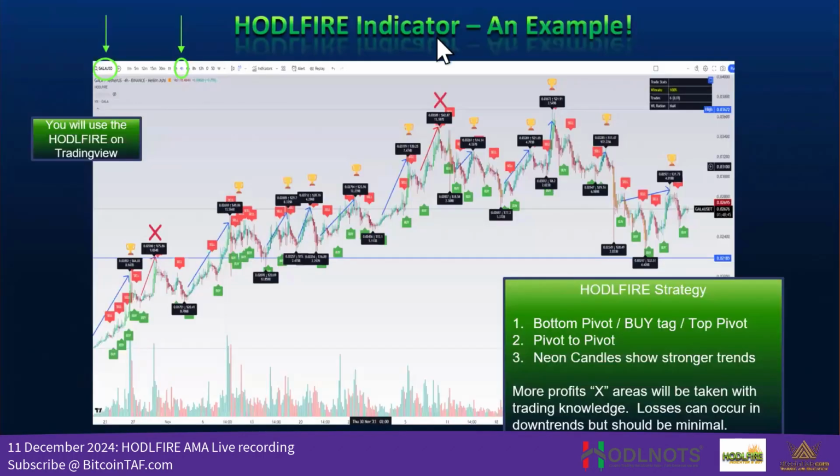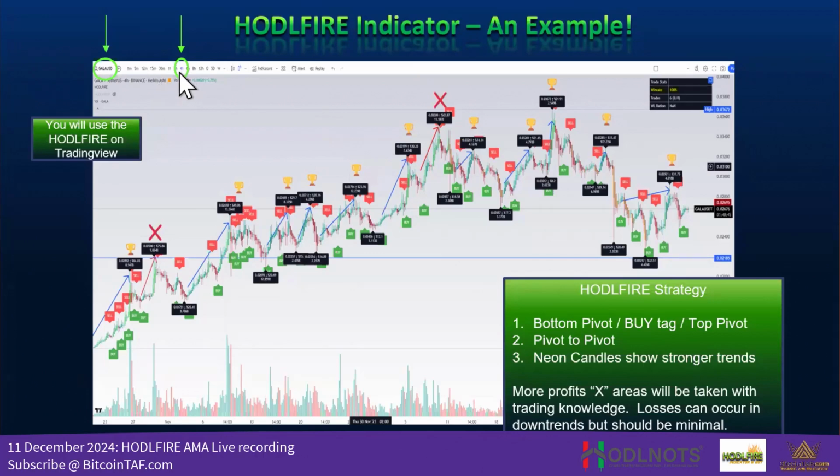Okay. With the HODLFIRE indicator, what you need to know is here's an example, and you're not going to really be able to see these pivot tops or these candles. But what I basically want to show you is when you get into TradingView, you will find the coin name up here, and you will have all different kinds of time frames in here that you can choose from, depending on what subscription you have, how high or low you can go. But most everybody will have the standard time frames.